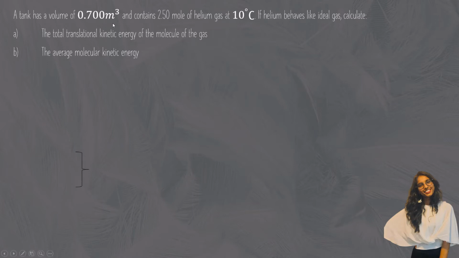We have volume, we have the number of moles, and the question also states helium gas, which is a monoatomic gas, that means 3 degrees of freedom, and we have the temperature 10 degrees Celsius. The question is asking for only translational kinetic energy, so F equals 3, of the molecules of the gas. So it's not just one molecule but the whole gas. They're asking for the whole gas.